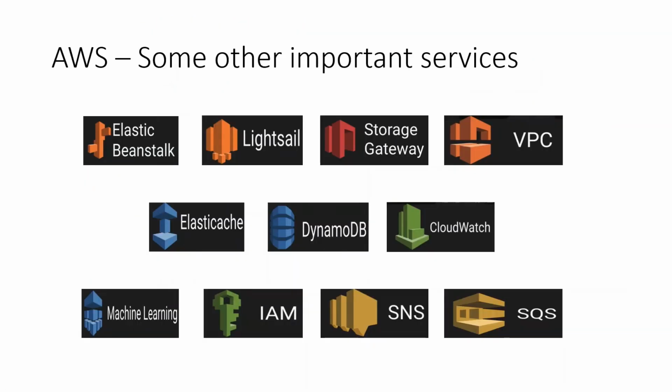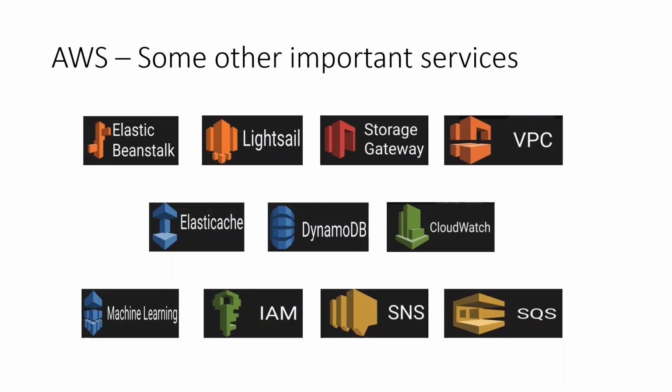Next, we take a look at some other important services. Just a brief on each one of these. First is Elastic Beanstalk. With Elastic Beanstalk, developers can upload their code and Elastic Beanstalk will go ahead and provision the auto scaling group, load balancers, EC2 instances, and so on. So the developers can focus only on the code and Elastic Beanstalk will take care of the rest.